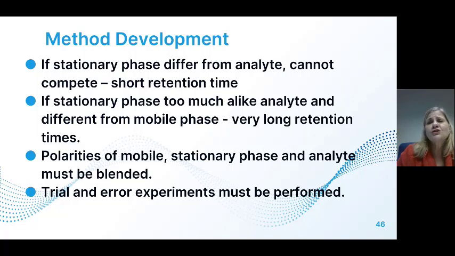If your stationary phase is too much like the analyte, then we have strong attraction between the stationary phase and your analyte, and it takes very long for your separation to take place. Therefore, we have to change the mobile phase composition, and you would make the mobile phase more non-polar so that we can move the samples from the stationary phase to the mobile phase. So for method development in LC, you have to blend the polarities of the mobile phase, the stationary phase and the analyte. And with that, you would have to have trial and error experiments.